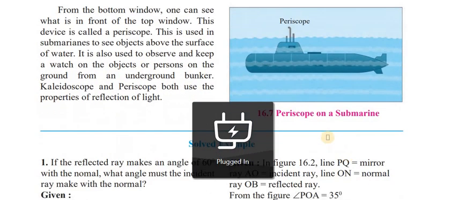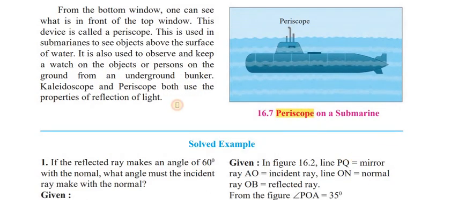Next one here, use of periscope. This is used in a submarine to see objects above the surface of water. And second, it is also used to keep watch on an object or person on the ground from an underground bunker.